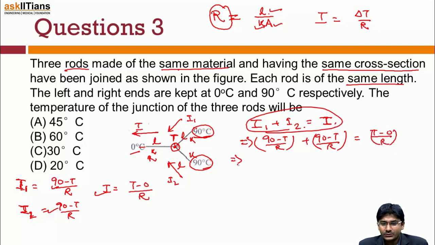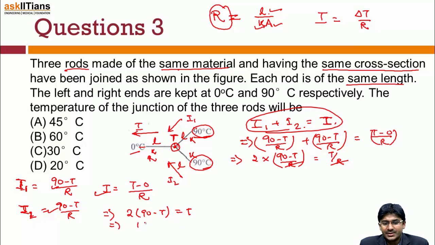Right? Solving this. Right? Now this RR gets cancelled. This implies, which gives us 3T is 180. That means T is 60 degree. Right? So that means the temperature of this junction is 60 degree.